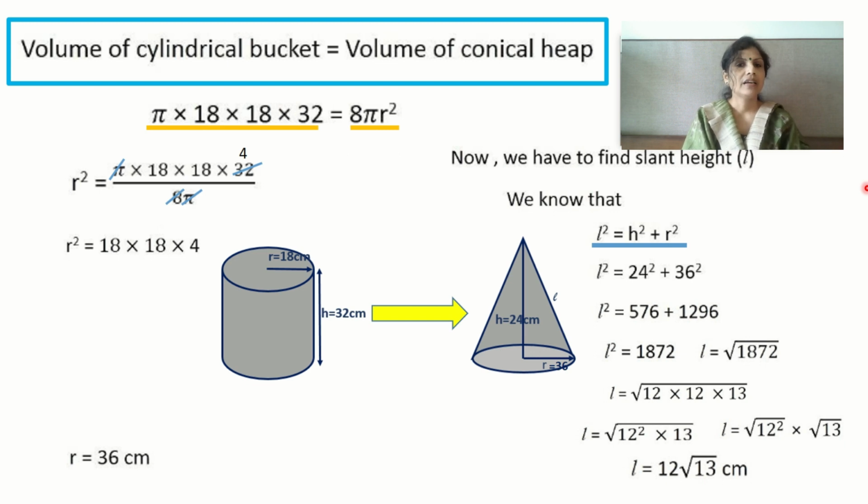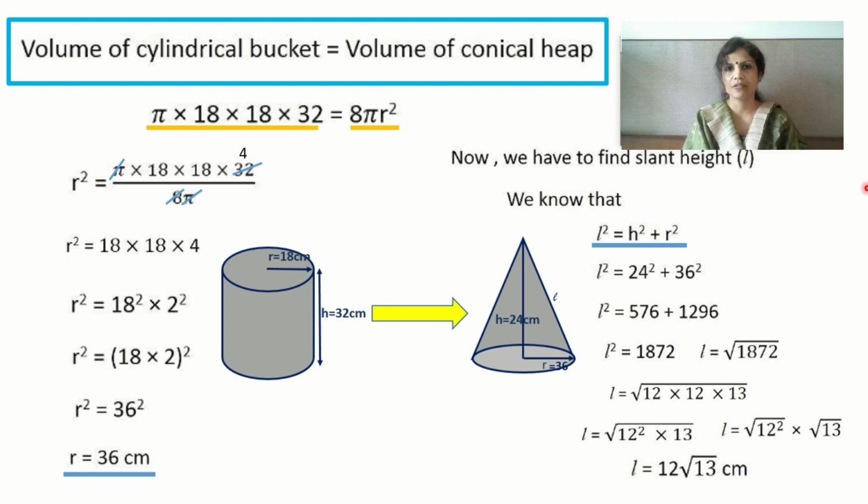Now we can write 18 into 18 as 18 square, and we can write 4 as 2 square. So we get r square is equal to 18 into 2 and the whole square. So r square is equal to 36 the whole square, and therefore r is equal to 36 centimeter. So we got the value of radius of the conical heap as 36 centimeter. Now we have the height of the cone, we have the radius of the cone.